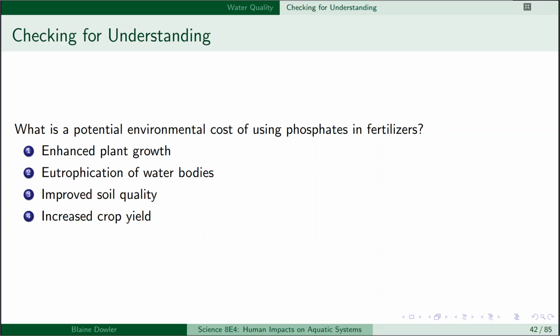What is a potential environmental cost of using phosphates in fertilizers? Enhanced plant growth, eutrophication of water bodies, improved soil quality, or increased crop yield. Pause now if you need more time. Eutrophication of water bodies.